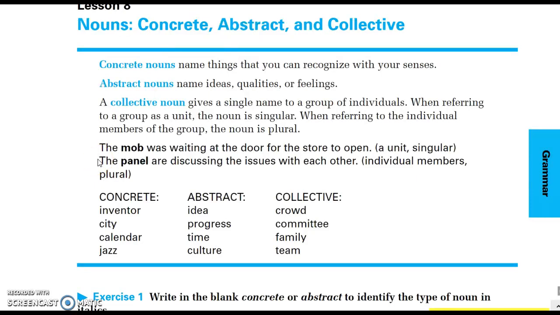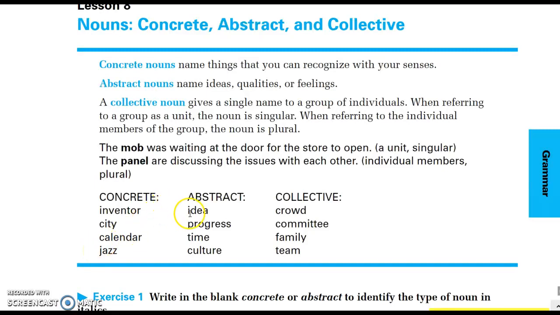In the second example, it says, the panel are discussing the issues with each other. So the word panel is referring to the individual members, and it is plural because the members of that panel are discussing something together. So here are some examples of concrete nouns: inventor, city, calendar, and jazz.